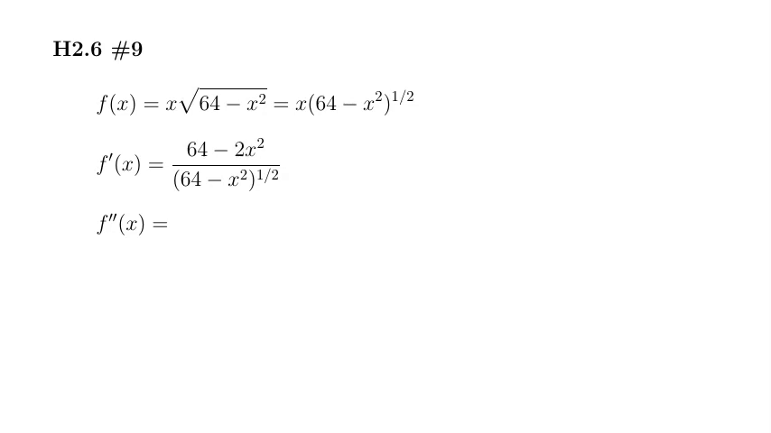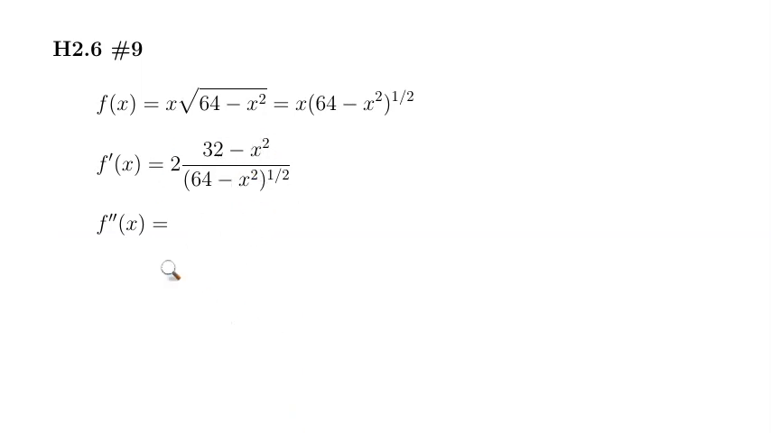One more thing I would do is, since 64 and 2 are both even numbers, I'm going to pull 2 out here. So 64 divided by 2 is 32, and 2 divided by 2 is 1, so you end up getting this. I just pulled 2 out here. So this is the first derivative.